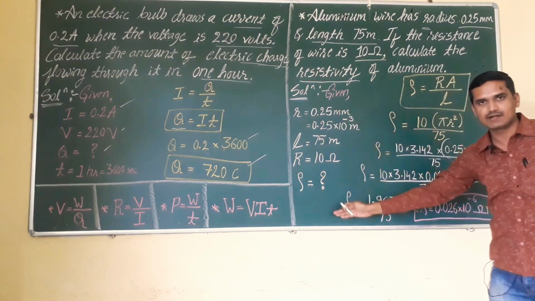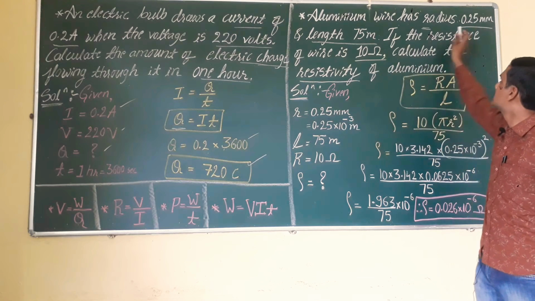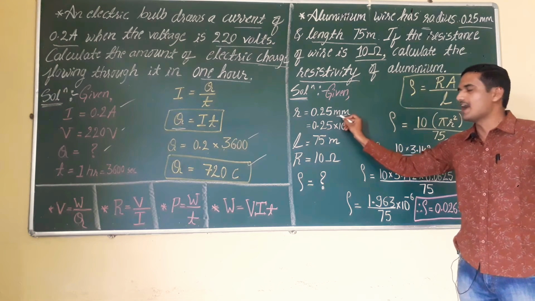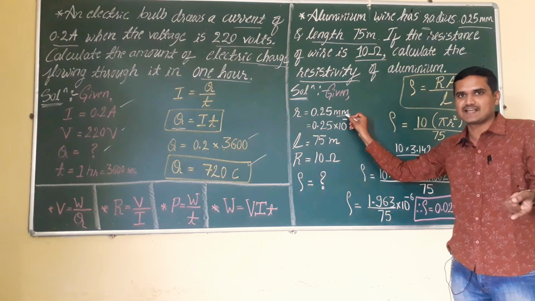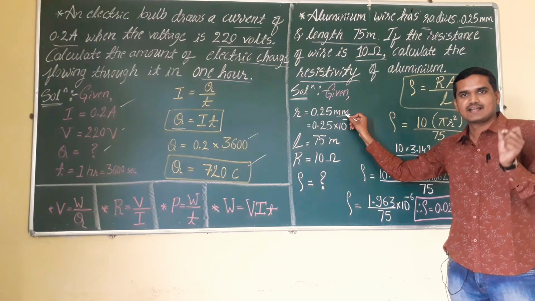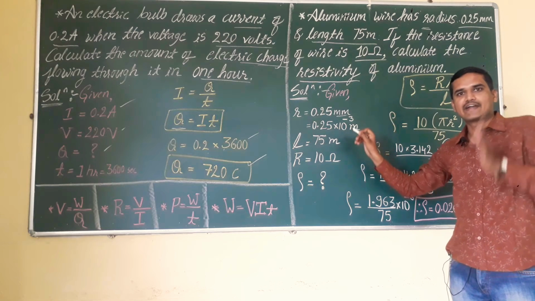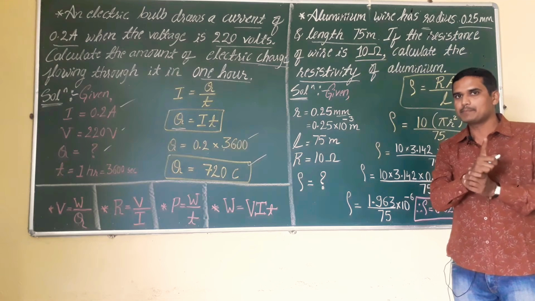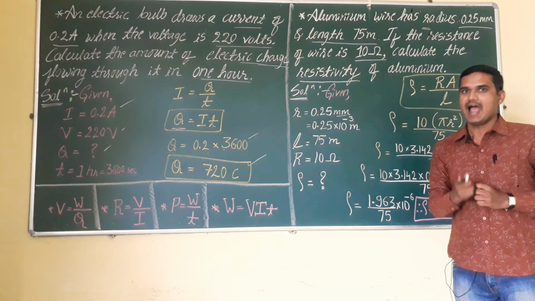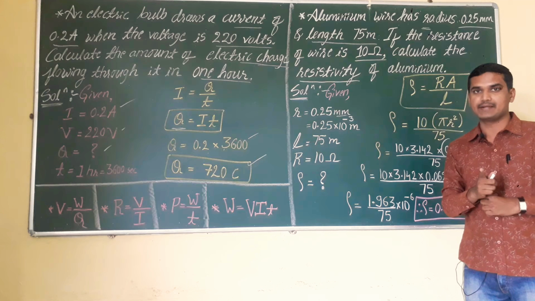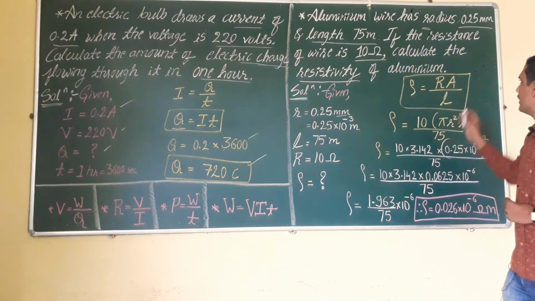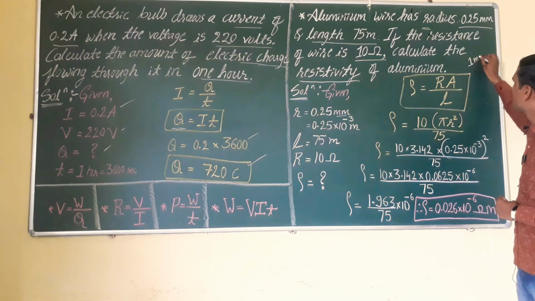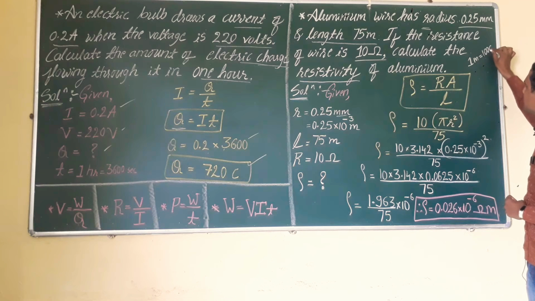As usual, write the given data first. Radius is 0.25 millimeter. Again, you have to convert the value in terms of SI units, because distance, either it may be length, breadth, height or radius, whatever it may be, the SI unit of distance will be meter. 1 meter is equal to 100 centimeter and 1 centimeter is equal to 10 millimeter. So what happens? You can write it as 1 meter is equal to 100 centimeter and 1 centimeter is equal to 10 millimeter.